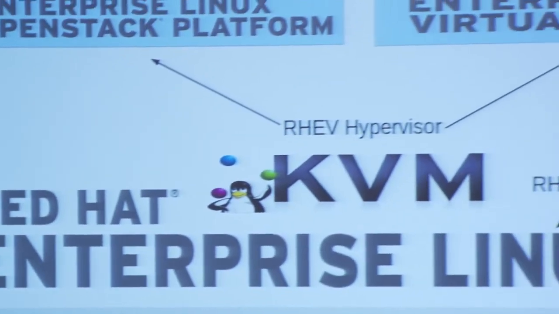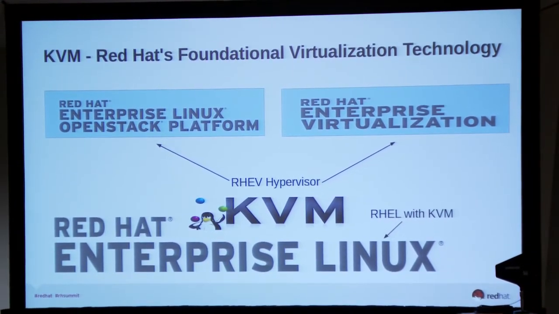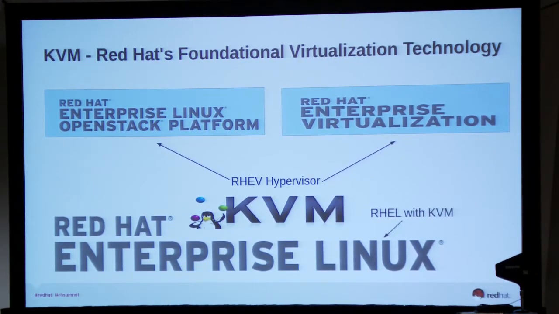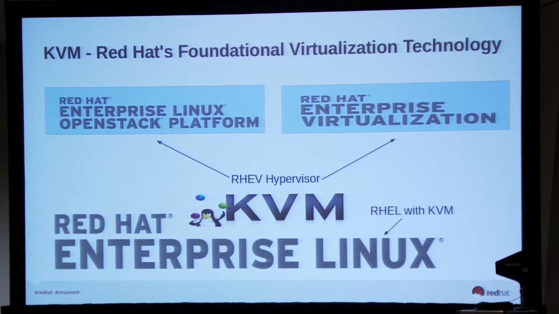Red Hat Enterprise Virtualization is Red Hat's branded hypervisor technology based on KVM. It is the core hypervisor in the Red Hat Enterprise Linux OpenStack Platform and Red Hat Enterprise Virtualization, or RHEV. And it's also used by Gluster, Red Hat Storage Server. KVM is also part of the Linux kernel. It is supported by RHEL. So that's RHEL with KVM, and we have the RHEV hypervisor. In both cases, KVM is optimized for these products and use cases.